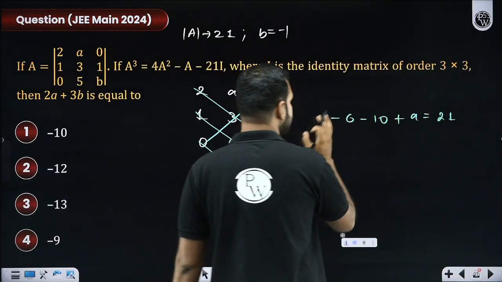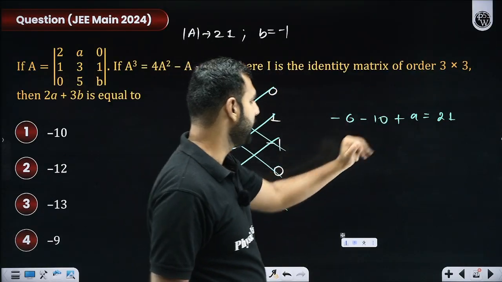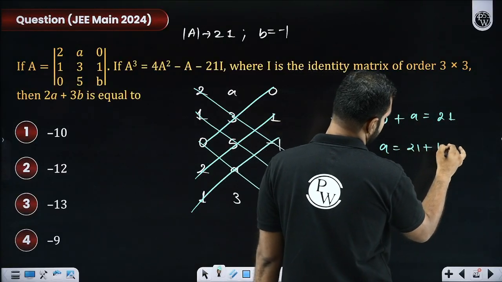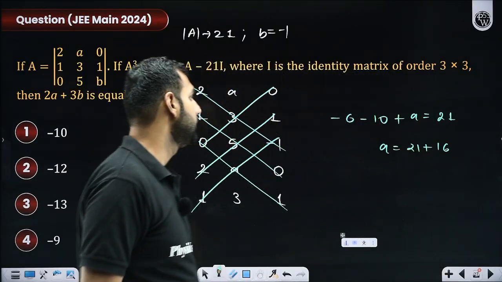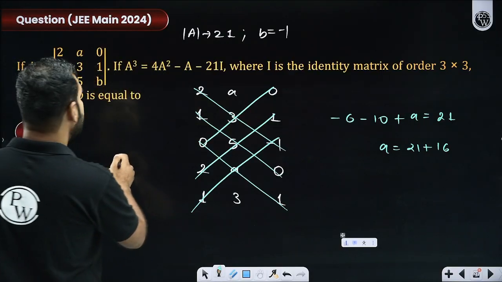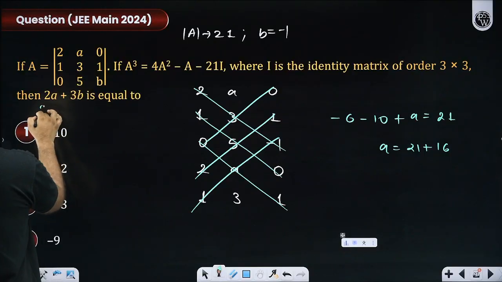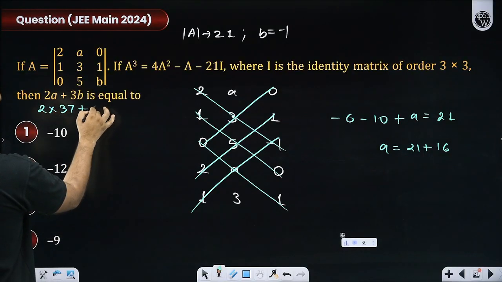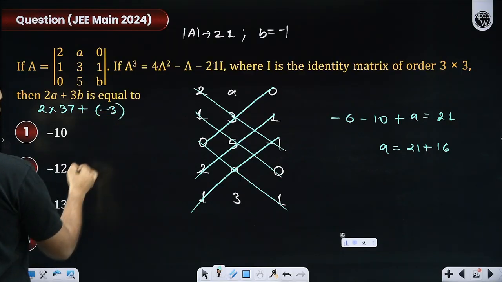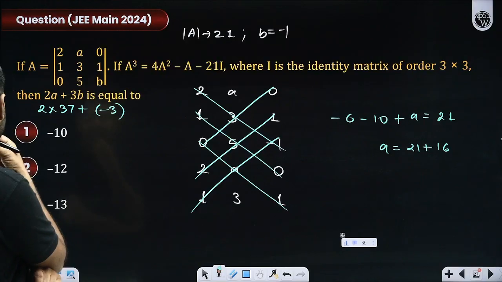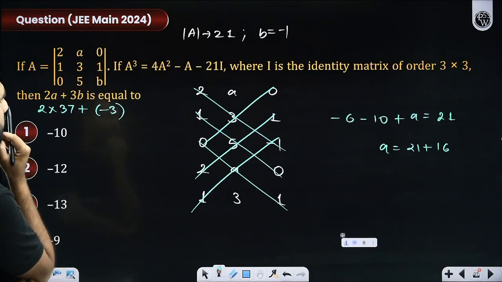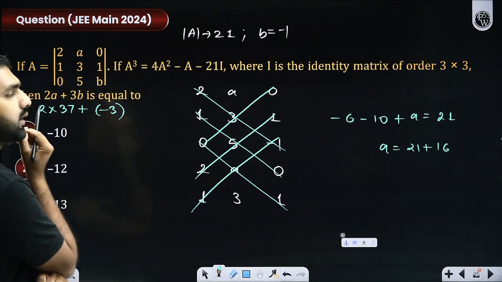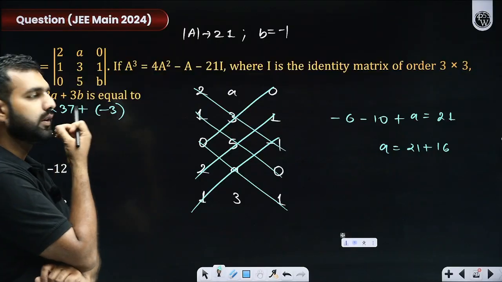So with this, minus 16 goes to the other side as plus 16. 21 plus 16 is clearly 37. So A we receive as 37. So this is 2 into 37 plus 3 into B, which is minus 3. Did I make any mistake again? Because this is not what is matching here. I think there is something wrong in this question.